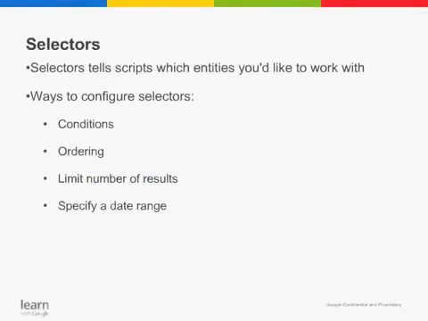In order to use AdWords scripts with your account, you need to tell AdWords what objects in your campaign that you want to work with. So to do that, use a selector. A selector is a way of selecting which particular campaigns or keywords that you want to work with. You can use things such as conditions, you can change the order that they'll appear, limit the number of results, or specify a date range if you're comparing using stats.